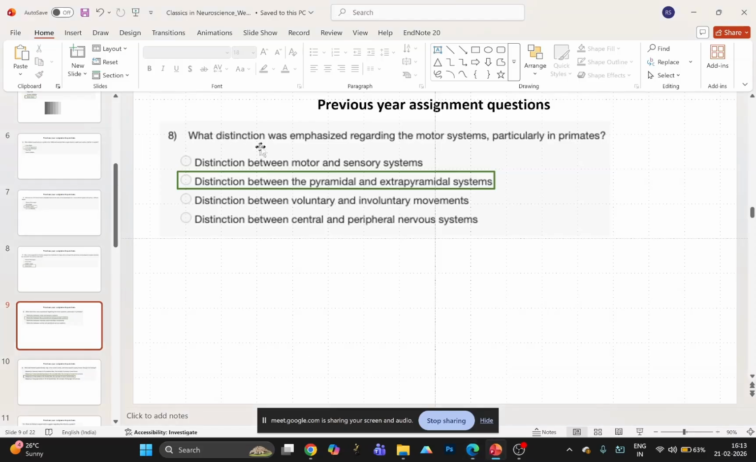So, what distinction was emphasized regarding the motor systems, particularly in primates? The distinction between the pyramidal and the extrapyramidal systems.